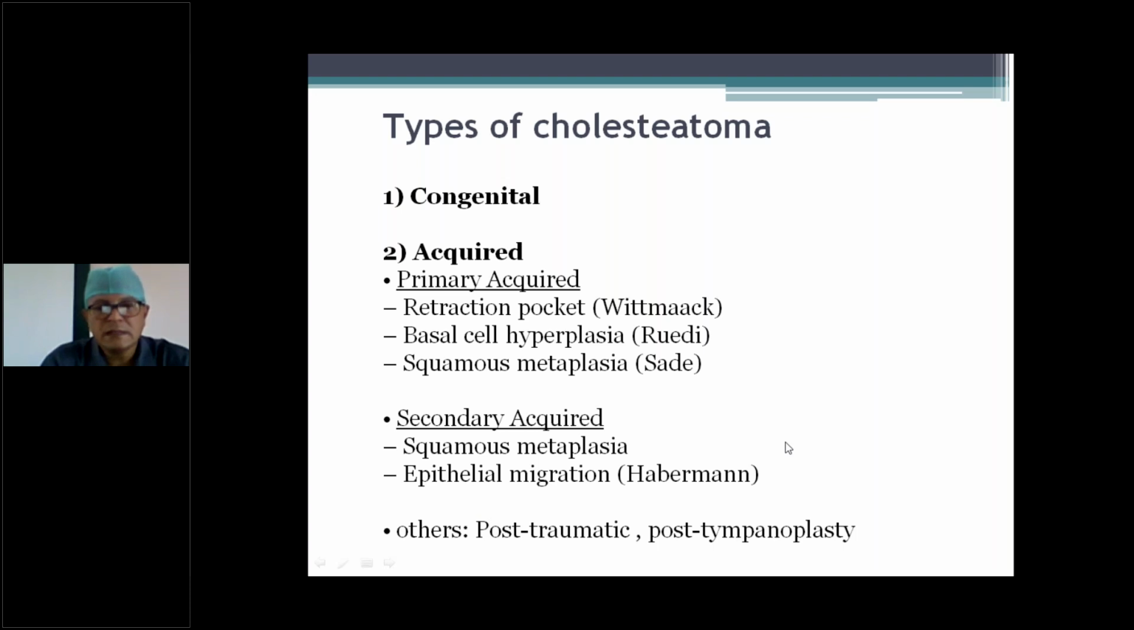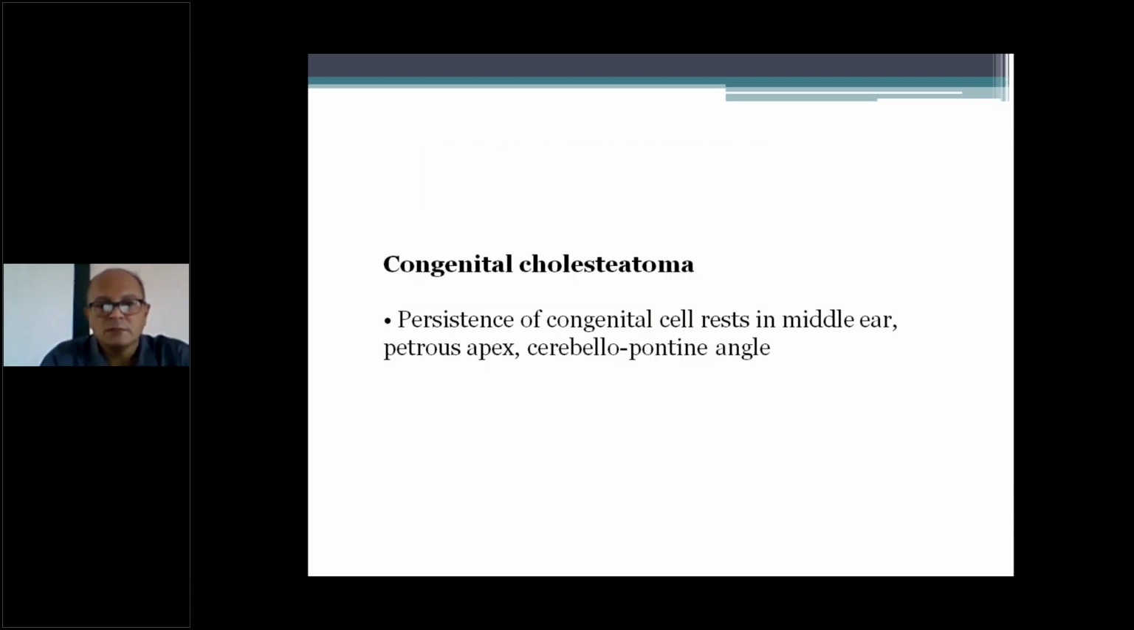So coming to the congenital type, the congenital arises from the trapped epithelial cell rest, and most commonly it is seen in the middle ear, and also sometimes you will find it in the petrous apex and also in the cerebello-pontine angle. So middle ear, petrous apex, cerebello-pontine angle.